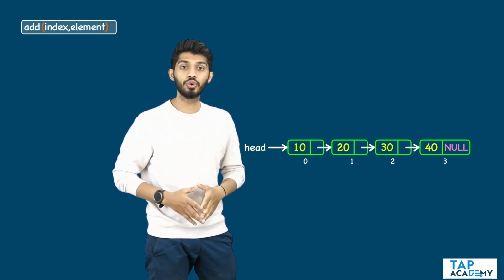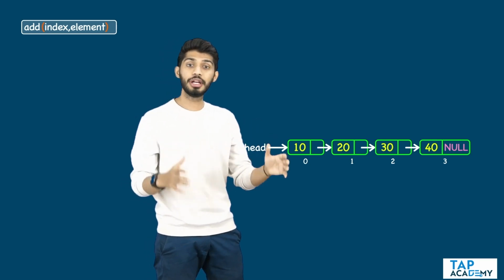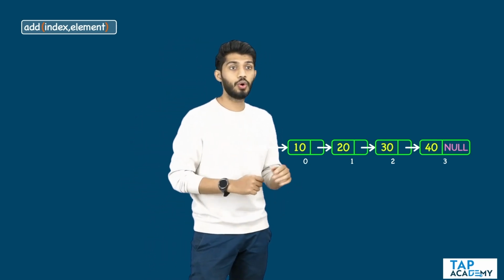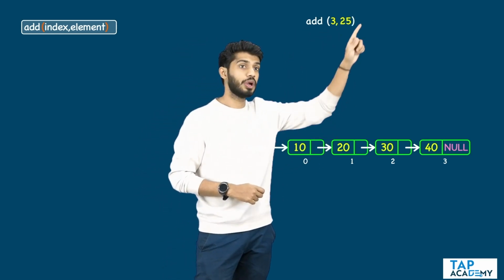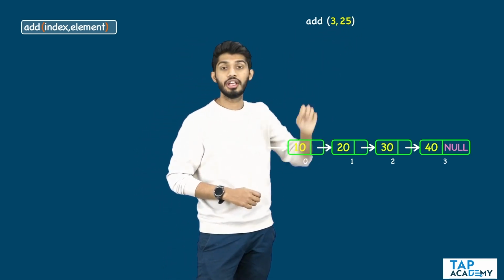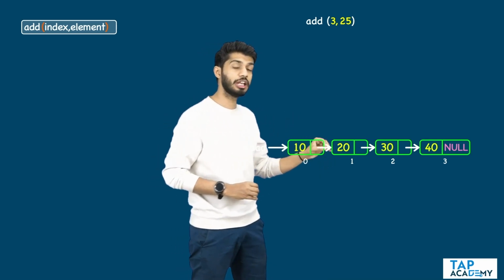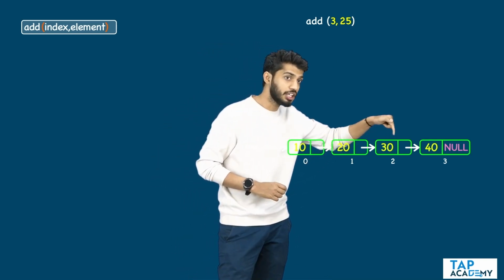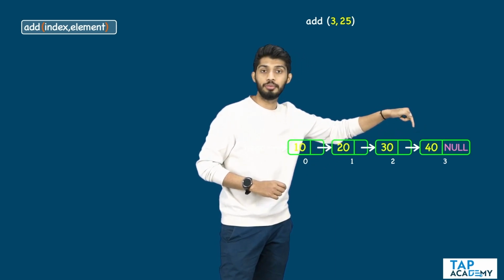Now what I need to do is add an element at index 3, and the element I want to add is 25. So how will I call this? I will call it like this: add(3, 25). So 25 will be added at index 3. Now how can I do this? Very simple. You can clearly see I want the element to be added at index 3, which means it should be between this and this. So the element will come in between.